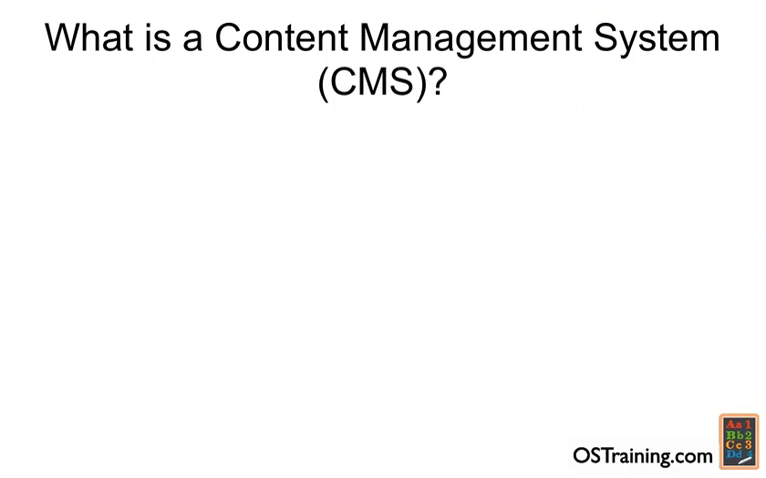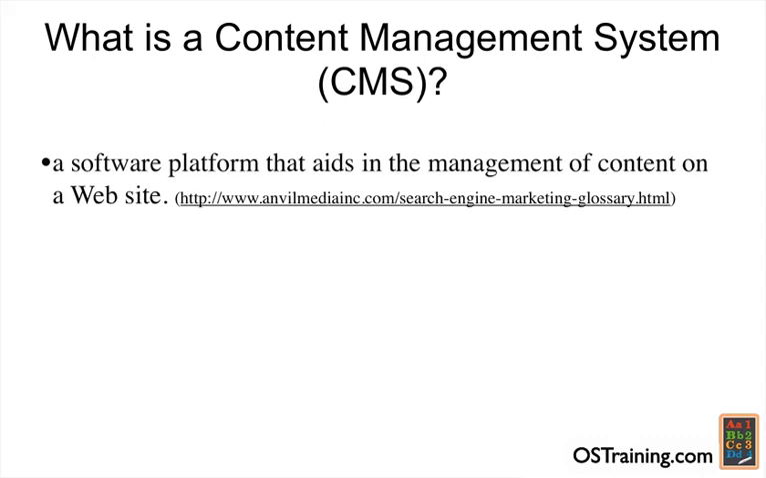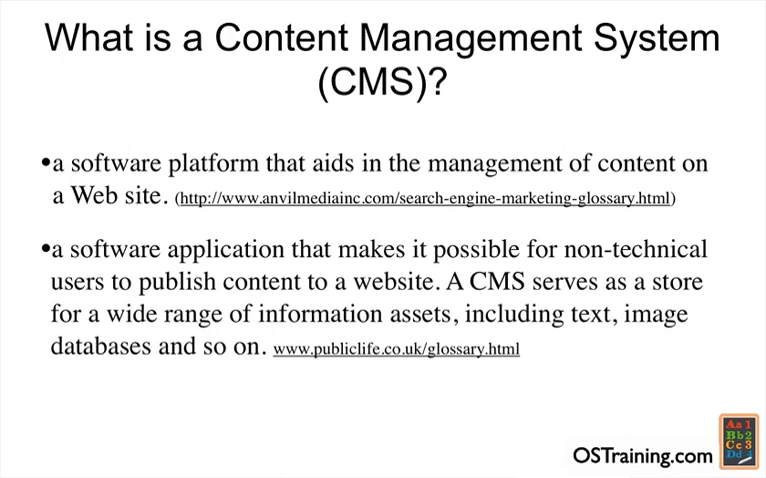So what is Joomla? Well, when you ask that question, you're really asking the question, what is a content management system, or CMS for short? In its most basic form, it's a software platform that aids in the management of content on a website. A slightly better definition is it's a software application that makes it possible for non-technical users to publish content to a website. It serves as a store for a wide range of information assets, text, images, databases, videos, etc. Let's take a look at what a content management system looks like.